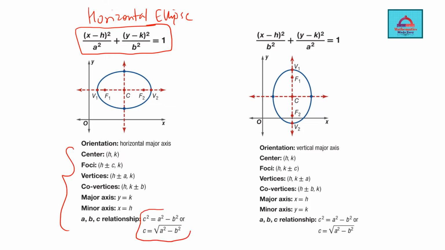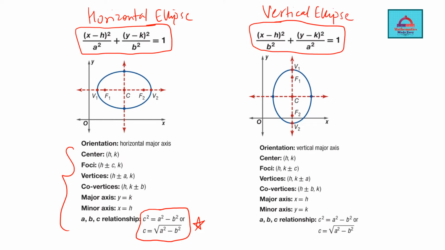For an ellipse, remember the relationship between a, b and c is c squared is equal to a squared minus b squared. This is very important, and we'll use this for finding eccentricity. Next is your vertical ellipse, which has the major axis as the y-axis, and for the vertical ellipse this is the equation that you need to learn. The formula sheet is given here. The relationship between a, b, c is the same. So let's now find eccentricity.